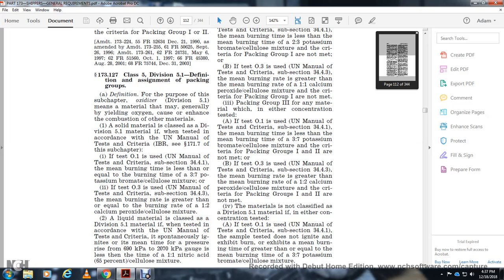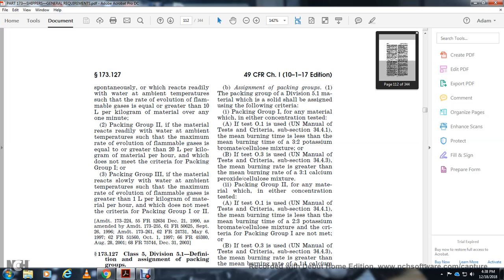Liquid materials are classed as Division 5.1 if tested in accordance with the UN Manual of Tests and Criteria, test criteria: spontaneous ignition, or a mean time for a pressure rise from 690 kilopascals to 2070 kilopascals gauge that is less than the time of a 1:1 nitric acid 65% cellulose mixture. Assignment of packaging group 1.